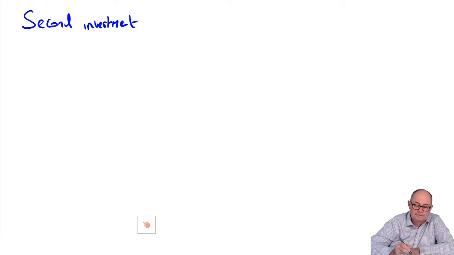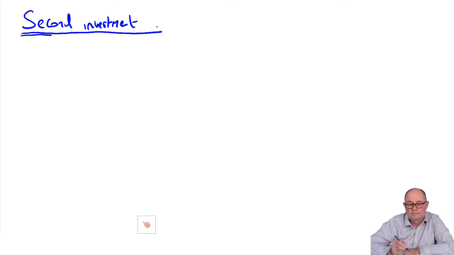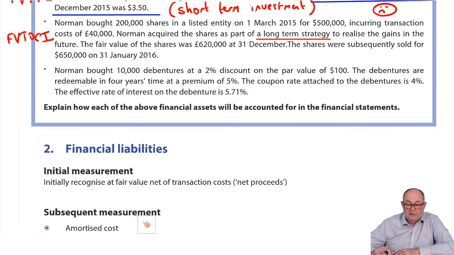Let's have a look at the second investment. When we read the scenario about the second investment, we've decided it's a long-term investment. That means the transaction costs are capitalised. That means that at the start of this transaction, on the very first day, I won't be booking the shares at 500. I'll be booking them at 500 plus 40, which is 540,000. We bought those shares on the 1st of March 15.